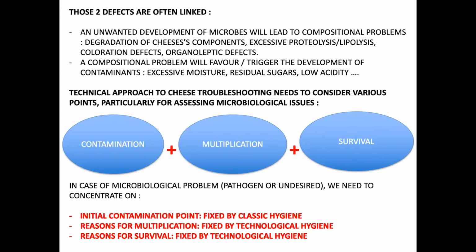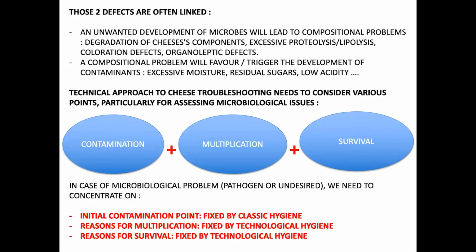So if we want to fix this kind of problem, we need to concentrate on those three different factors. Contamination is fixed by the classic hygiene, by cleaning the environment, the surfaces, the cheese making equipment, and eventually the hygiene of the primary material by pasteurizing the milk. And after, we need to fix the multiplication and then the survival ability of those bugs. Those two parameters will be fixed by the technological hygiene.